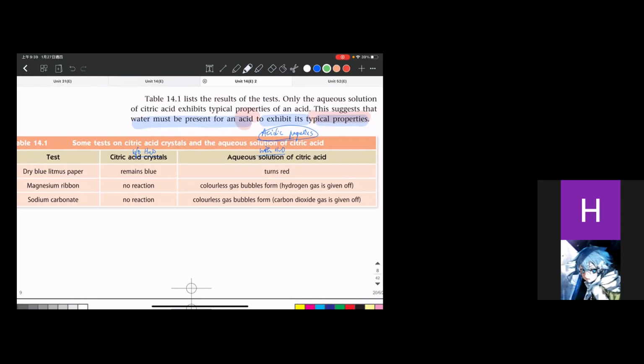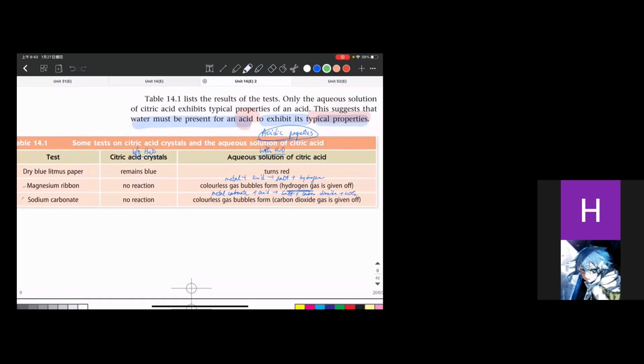Second is the magnesium ribbon, and it would show the sign of hydrogen gas forming because the metal will react with dilute acid to form the salt and hydrogen gas. Do you still remember that sentence? This general word equation that you know from the last lesson. How about the last one? Sodium carbonate, which agrees with our sentence about the metal carbonate reacting with dilute acid to form salt, CO2, carbon dioxide, and water. Can you see that?